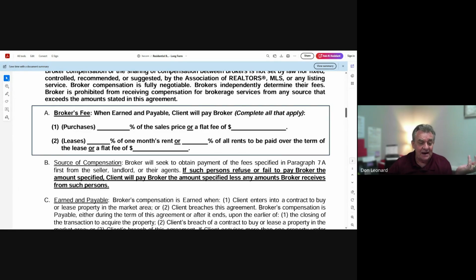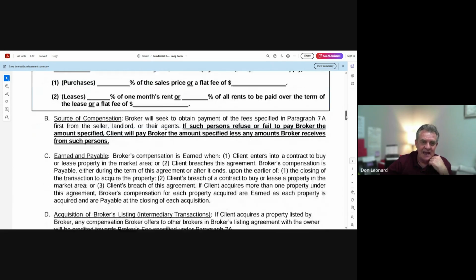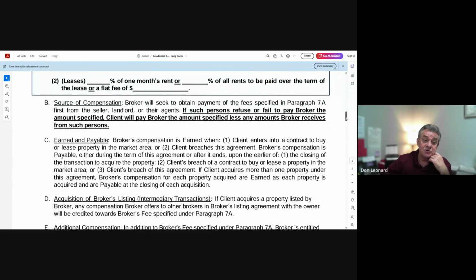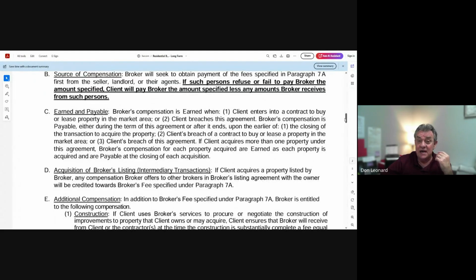So, all right. Earned and payable, of course, talks about when we've earned it, which of course is when we bring a ready, willing, and able buyer. And then, of course, payable just means that the only time we're actually going to receive it is when we get to closing. Contracts are not fully executed until we get to closing. House is bought, house is sold. That's when we get paid.